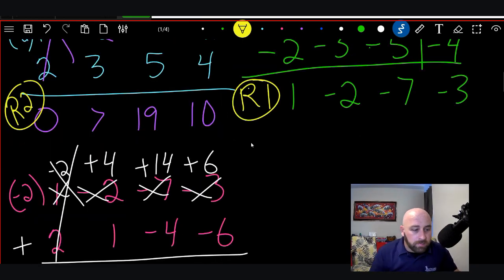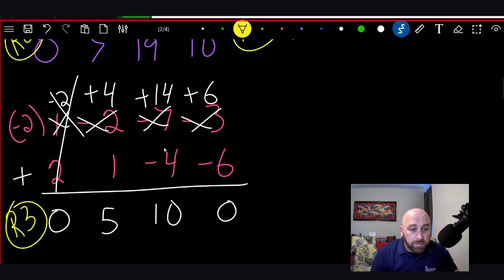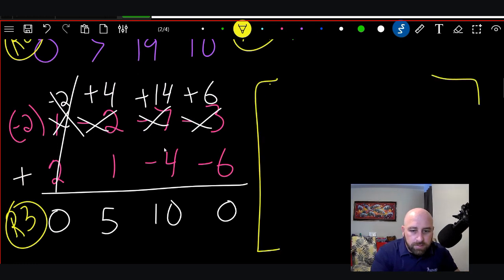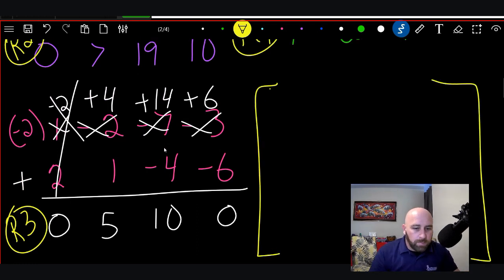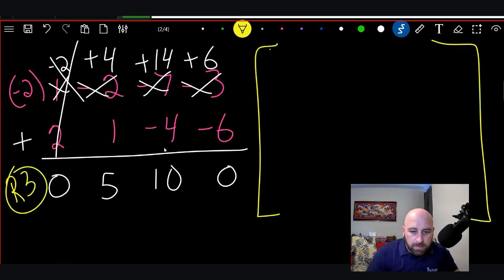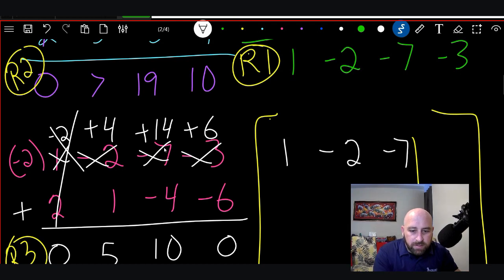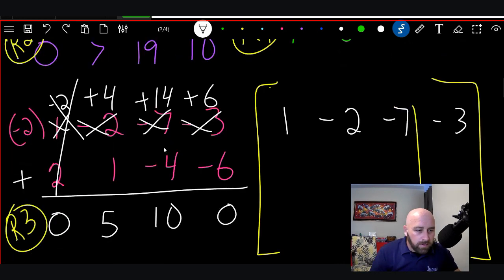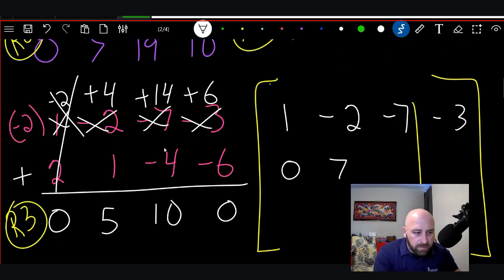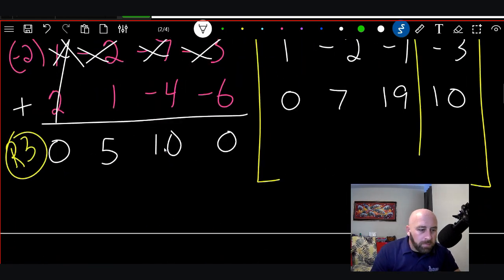We have a new row 1, a new row 2, and a new row 3. Let's go ahead and write that over here. We're going to put our new matrix right over here. Okay. So we'll put our row 1, and don't forget this is an augmented matrix. So we'll put that there. So what's row 1? It's right here. Row 1 is 1, negative 2, negative 7, negative 3. Row 2, it's right here: 0, 7, 19, 10. Row number 3, it's right here.